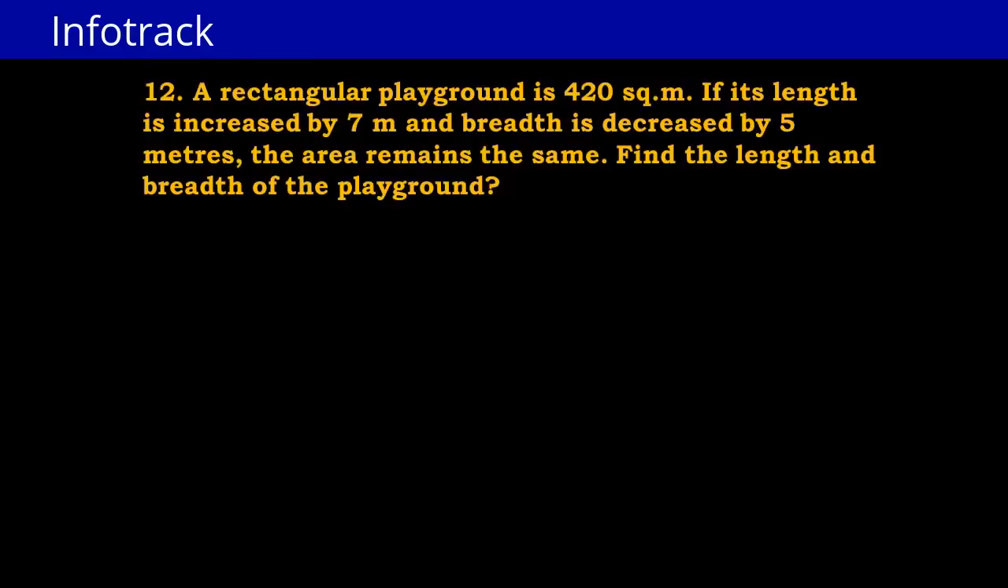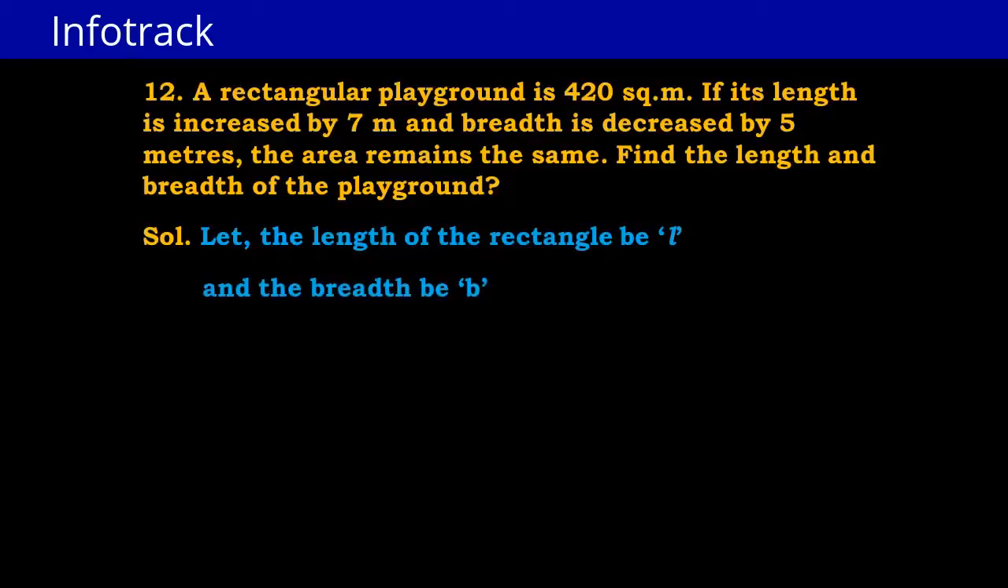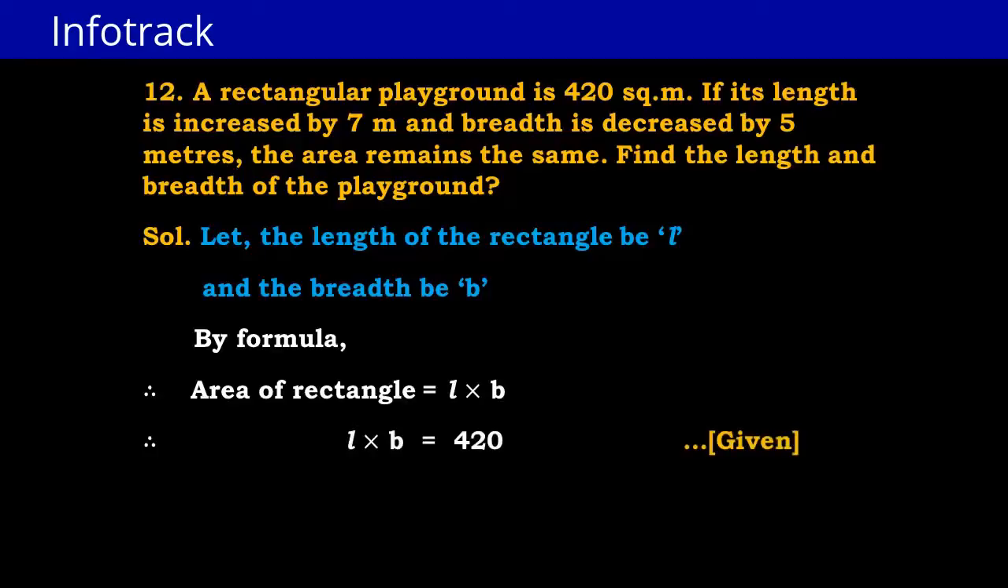The area of a rectangular playground is 420 square meter. If its length is increased by 7 meter and breadth is decreased by 5 meter, the area remains the same. Find the length and breadth of the playground. Let the length of the rectangle be L and its breadth be B. Now, by formula, area of rectangle is L into B. Area is given as 420. That means L into B is equal to 420. Therefore, we can write B is equal to 420 upon L.